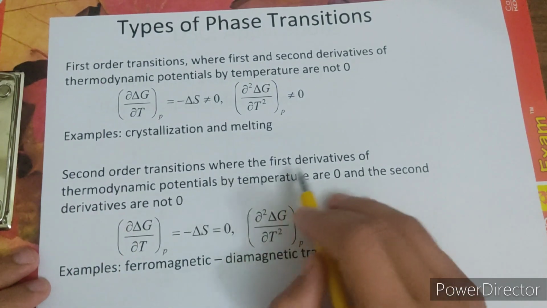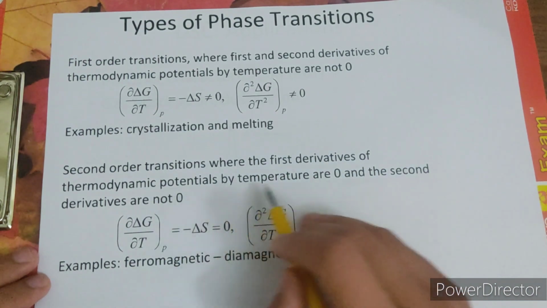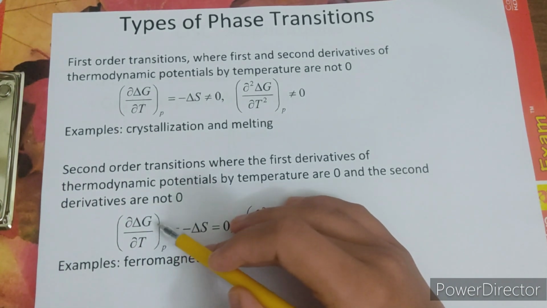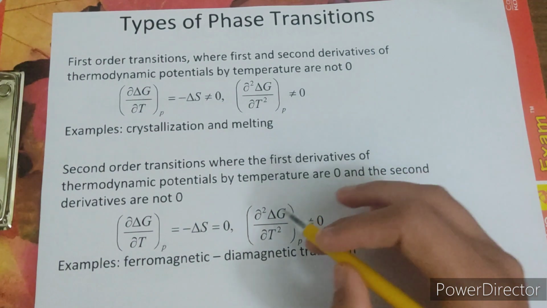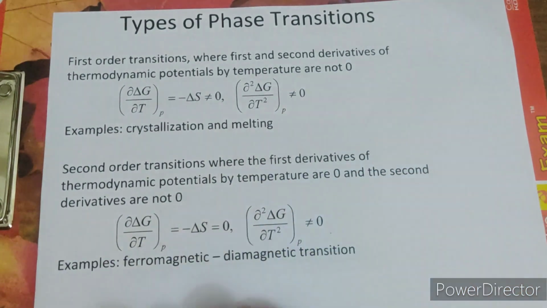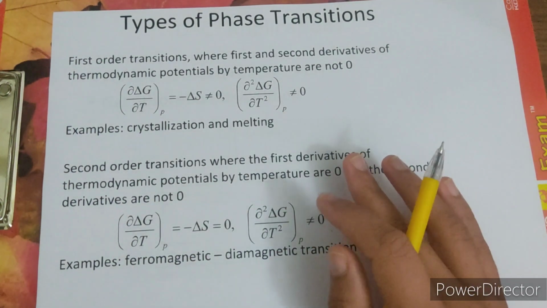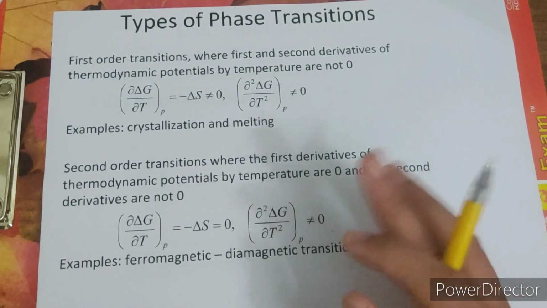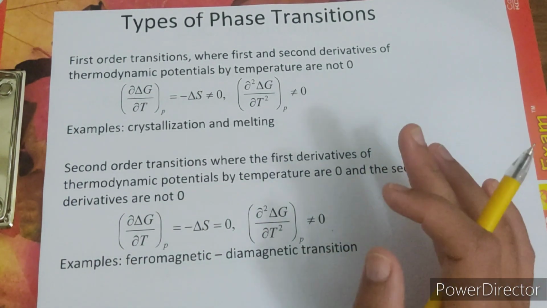In case of second order transitions, the first derivative of the thermodynamic potential by temperature is zero, and the second derivative is not zero. So the derivative of the Gibbs free energy by temperature at constant pressure, minus S, is equal to zero, but the second derivative is not equal to zero. The examples are ferromagnetic and diamagnetic transitions. This is actually not required, but it is for extra information, because in an extremely rare case they may ask what is a first order transition and a second order transition.